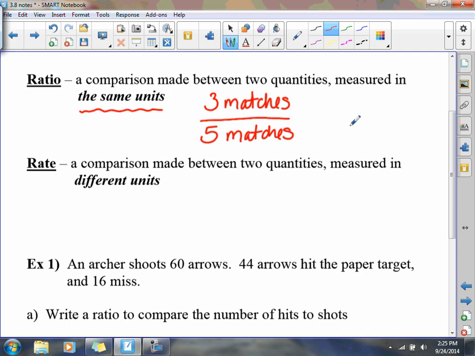A rate is a comparison that's made between two quantities when there are different units. So this is where you might compare miles per gallon or dollars per hour. You might earn $15 for every 1 hour that you work. Okay, so a ratio has the same units and a rate has different units. You're basically making a fraction out of both of them to make the comparison, and you want to make sure that you reduce your ratios and your rates whenever possible.